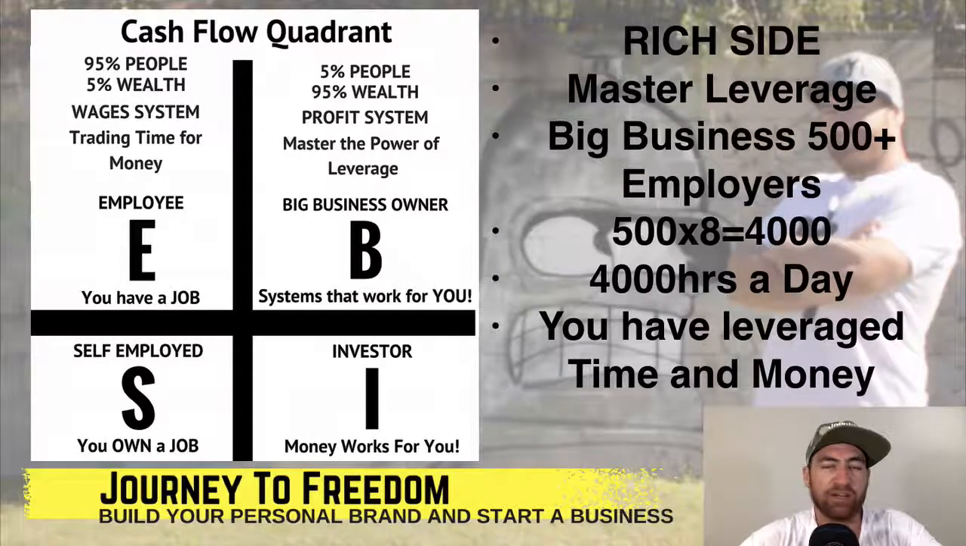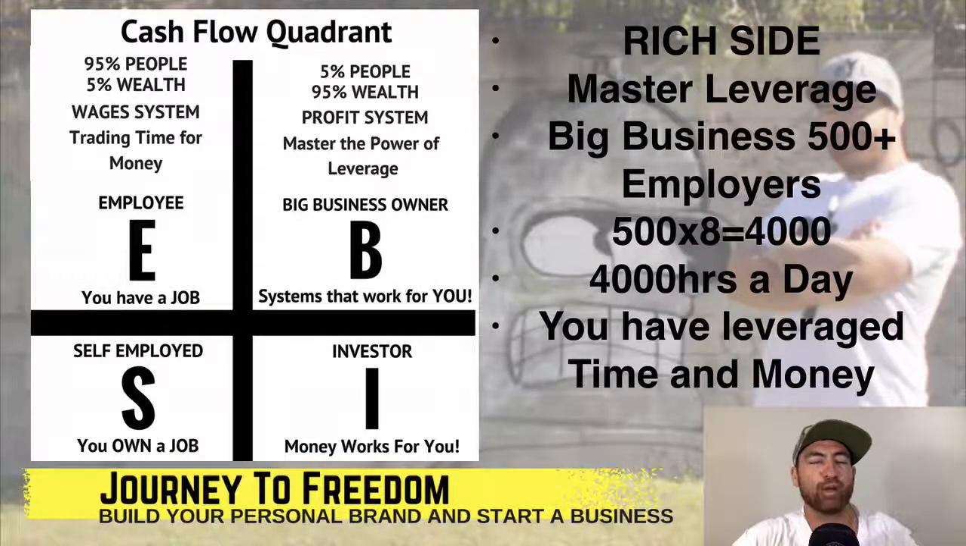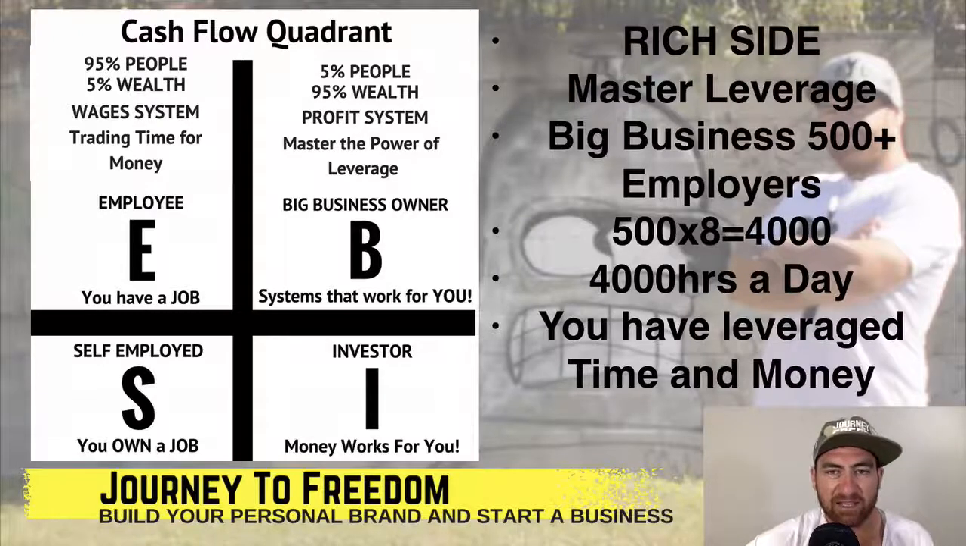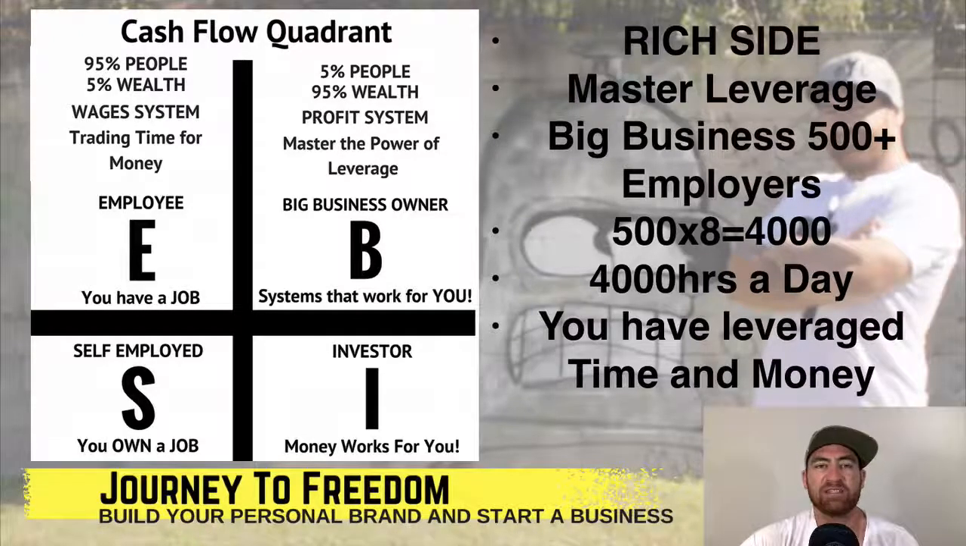Okay, so 95% of all the money in the world is held by only 5% of the world. So 5% of the people in the world own 95% of the wealth. So basically, what is the difference? Well, on the right hand side, they understand that they have mastered leverage. They leverage their time and they leverage money to create more money and more time.